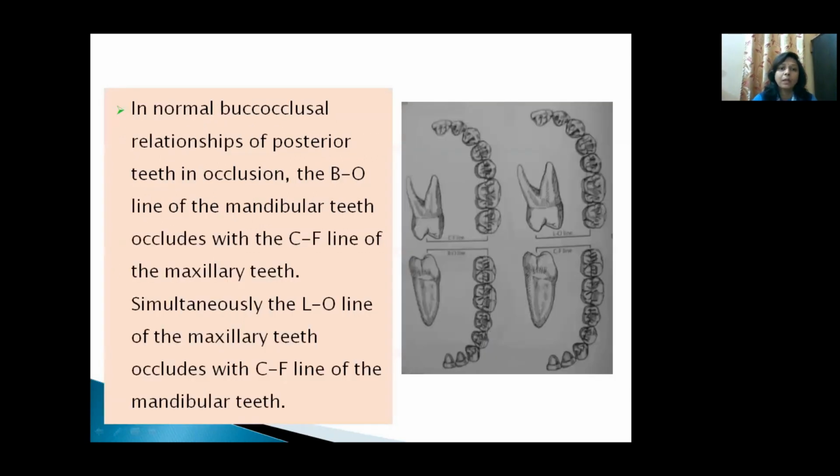In normal bucco-occlusal relationships of the posterior teeth in occlusion, the bucco-occlusal line of the mandibular teeth occludes within the central fossa of the maxillary teeth here. Simultaneously, the linguo-occlusal line of the maxillary teeth occludes within the central fossa of the mandibular teeth.